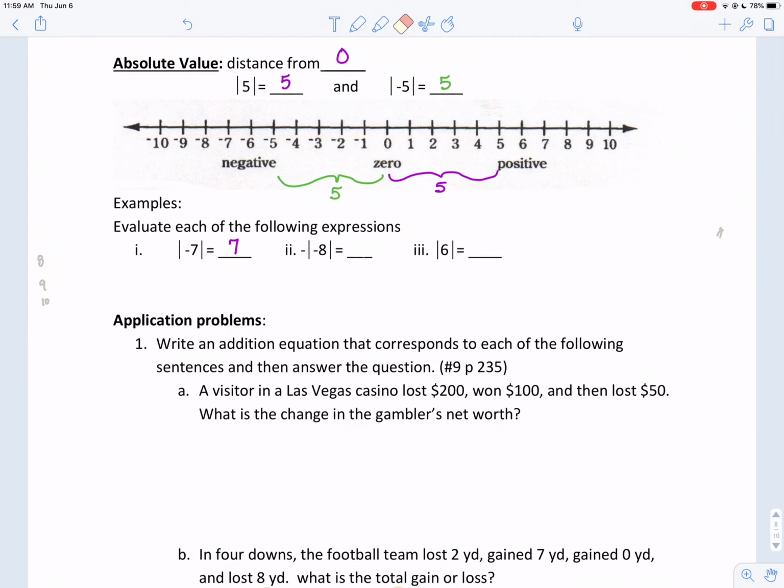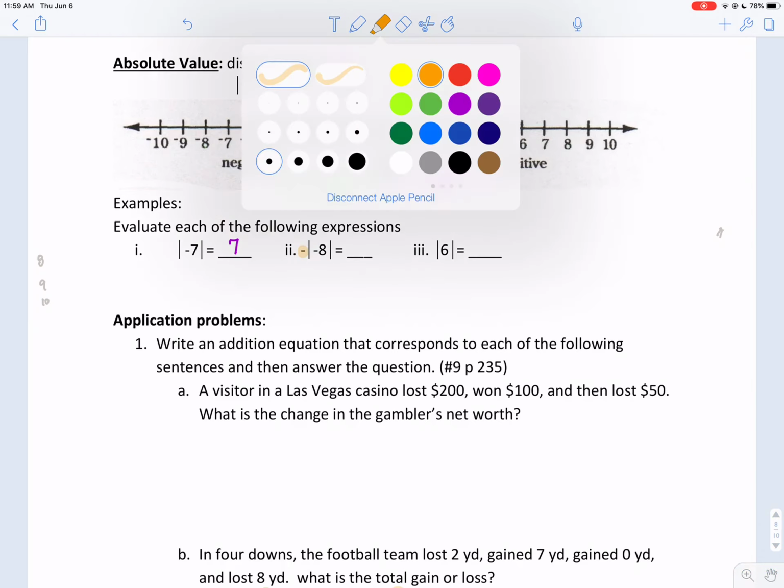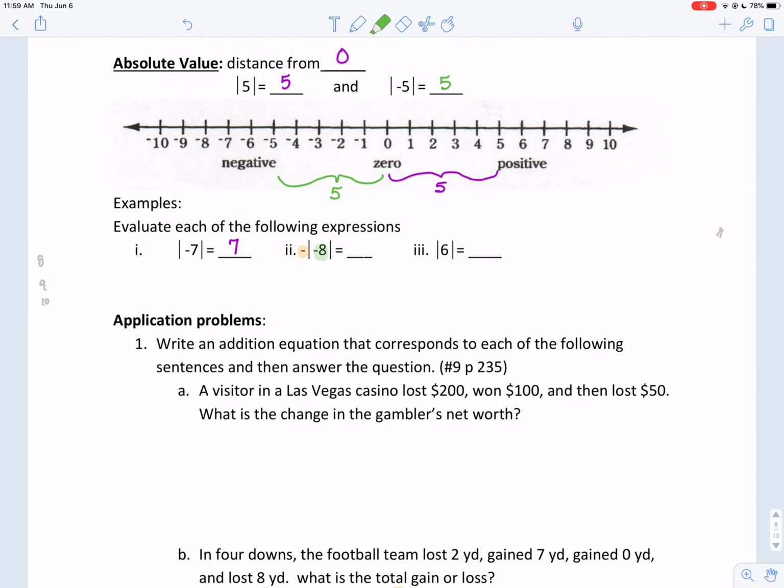Now number 2 is a little bit different because we're asking for the opposite of the absolute value of negative 8. Well, the absolute value of negative 8 is just 8. But then the opposite of that would be negative. So that's just a negative 8.